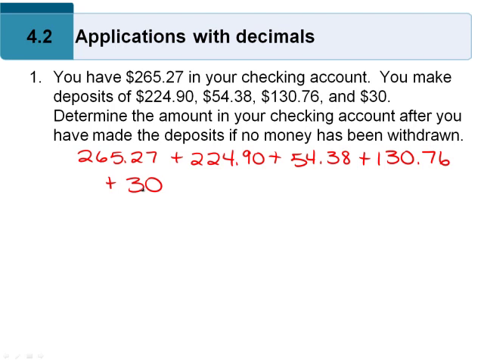Okay, 265.27, just use your calculator. 224.90. Let's see what's next. 54.38. 130.76 and 30. And I got a total of 705.31. So double check that, but that should be it. Okay?